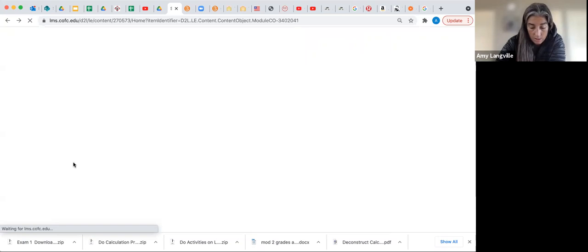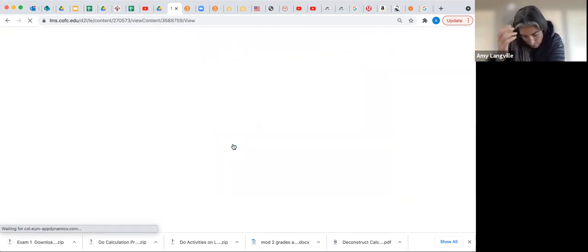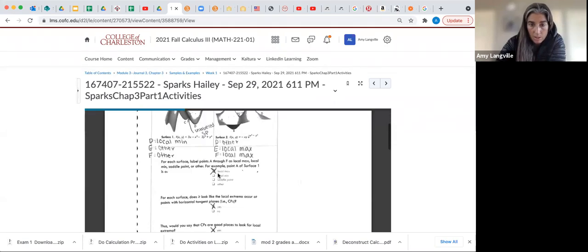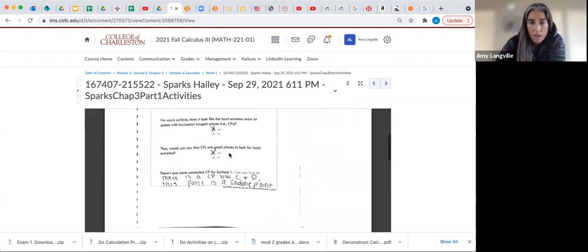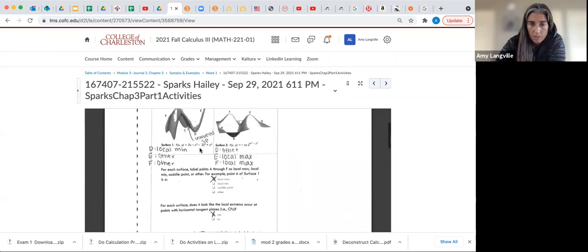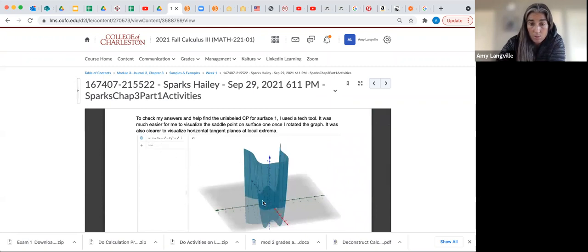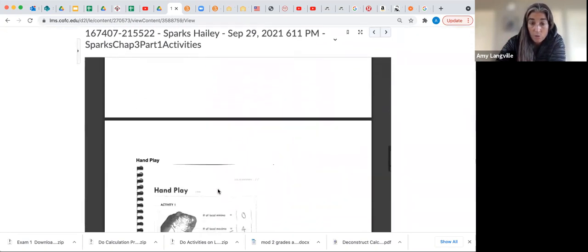Next one, let's go to Haley's. This was the reason I put it, I want to highlight Haley's activities. This one she did for the cloth over the junk activity. Oh, right, sorry, this one is the eyeballing the local extrema activity. Again, finding that unlabeled one, she was actually saying, hey, I have the equation, let me put it into a tech tool. She puts it in a tech tool, rotates it, and then it's easier to find that hidden saddle point. So really nice job. Always know that you can resort to those.